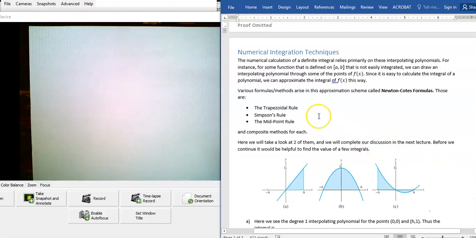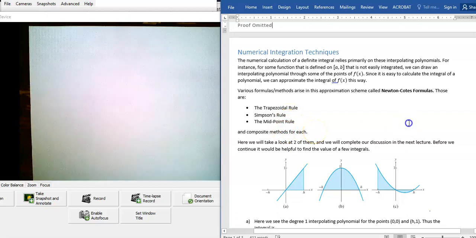So for various formulas called Newton-Cotes formulas, these are the following: the trapezoidal rule, Simpson's rule, and the midpoint rule. And then there are composite methods for each. We'll talk about those next time. So we'll look at the trapezoidal rule and Simpson's rule in this video. Then we'll take care of the others next time.